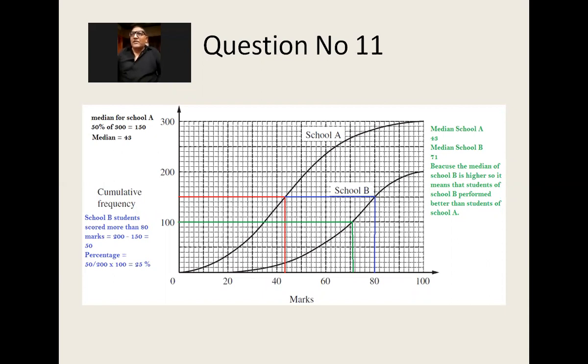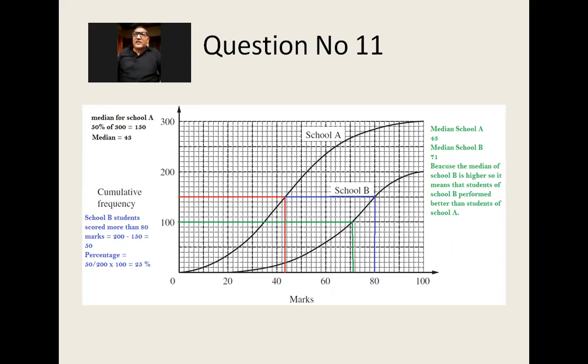So I think that you have understood this question. I tried my best. Here you have to find the median of school A. That was the first part. And then you have to tell what percentage of the people scored more than 80 marks in school B. You have to represent that number as a percentage, and that is 25%. And the third question was which school performed better.